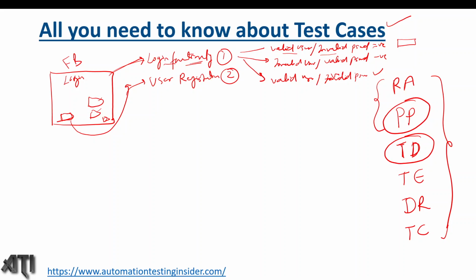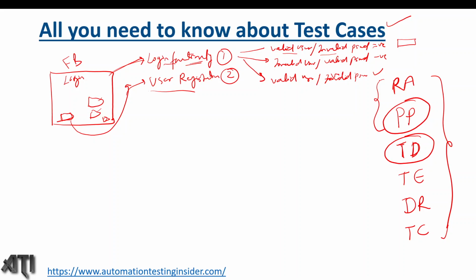So we derive the test cases from test scenario. Now let's talk about the relationship between test scenario and test cases. Hope you understand, guys, what is test scenario. Any functionality that can be tested is called test scenario. Here we have login functionality and user registration. And test cases are nothing but the set of actions executed to verify any particular feature or functionality. Now let's talk about the relationship between test scenario and test cases. We have already spoken about the requirement analysis.